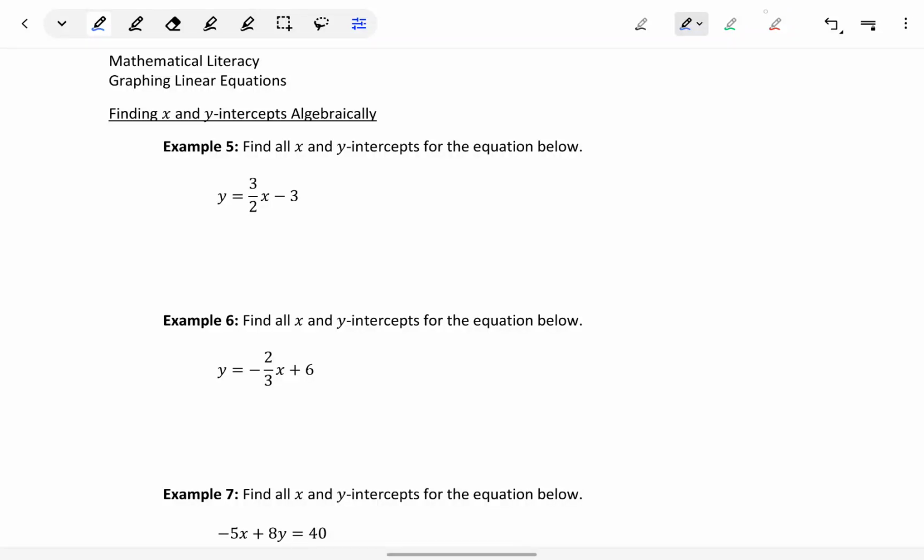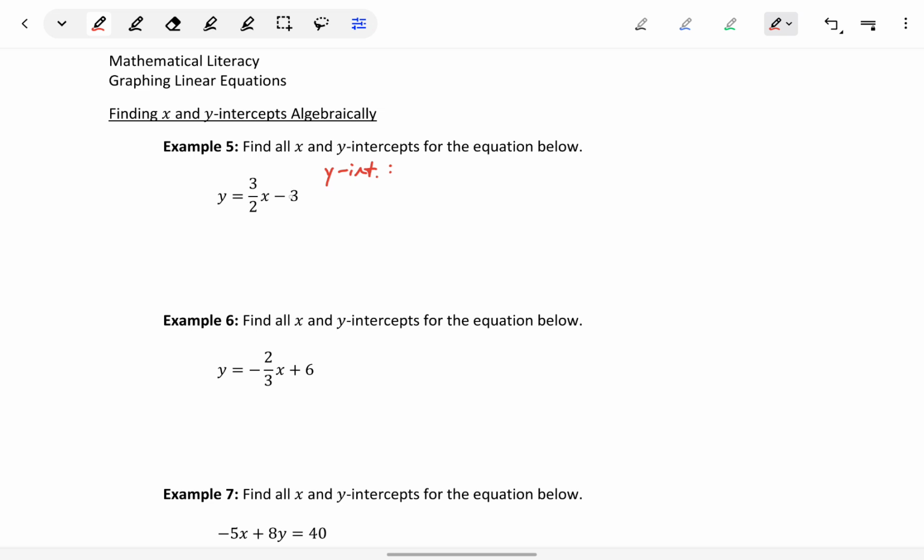In the next three examples, we want to find the x and y intercepts for an equation algebraically, meaning not looking at the graph of the equation, just pulling that information out of the equation itself. We'll start off in example 5 by finding the y-intercept, which we probably already know how to do because this equation is written in slope-intercept form.